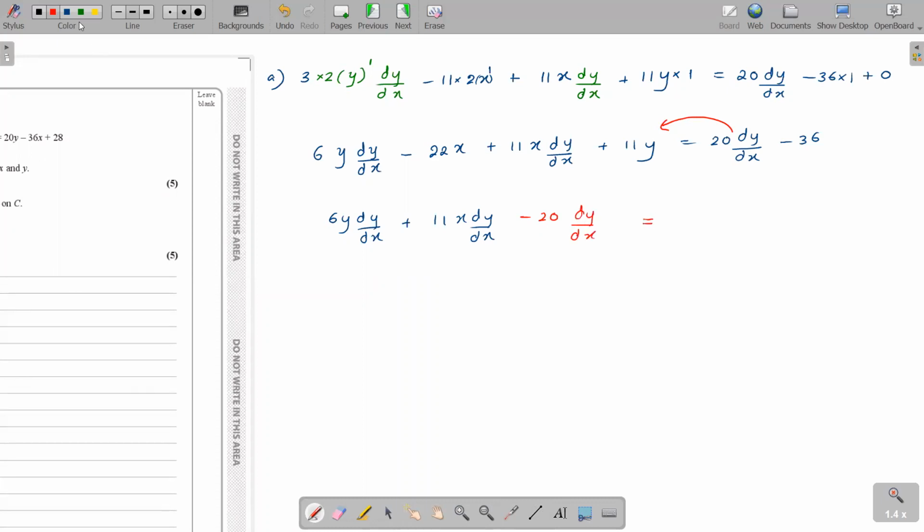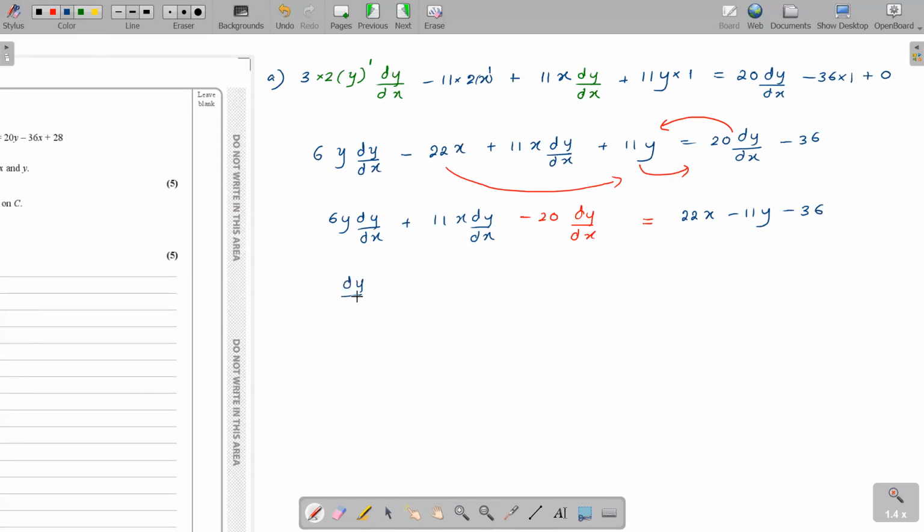And let's take all the terms without dy by dx to the other side. Who is it? The 11y I'll take to the other side and the 22x I'll take to the other side. So what happens? Minus 22x goes as plus 22x, plus 11y goes as minus 11y, and here we have minus 36. Is that okay?